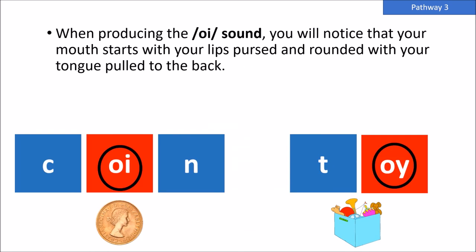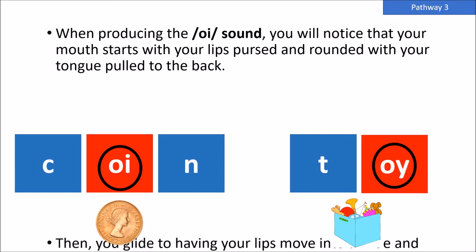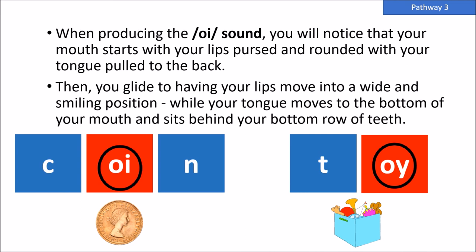When producing the oi sound, you will notice that your mouth starts with your lips pursed and rounded with your tongue pulled to the back. Then, you glide to having your lips move into a wide and smiling position while your tongue moves to the bottom of your mouth and sits behind your bottom row of teeth. Coin. Toy. Oi.